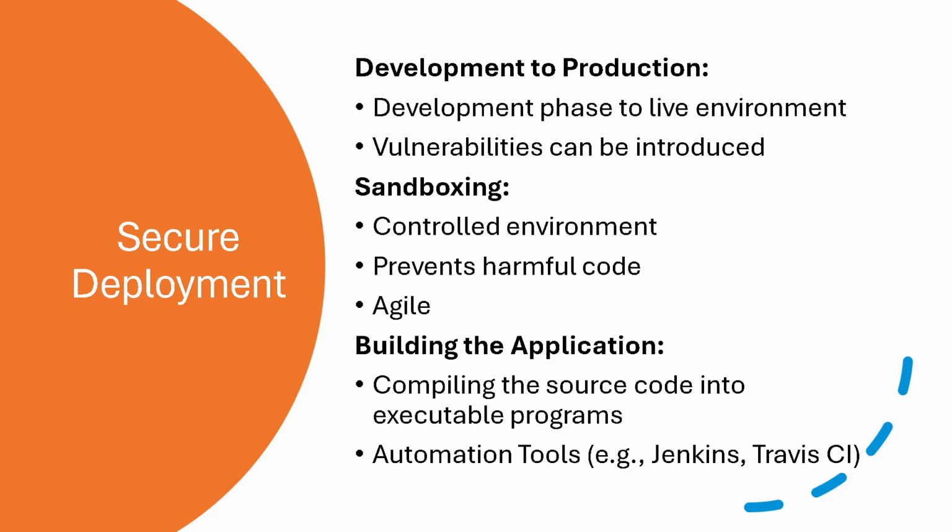Building the application. It involves compiling the source code into executable programs. Doing so may cause some vulnerabilities to arise, which is why we use automation tools such as Jenkins and Travis CI to prevent the same.